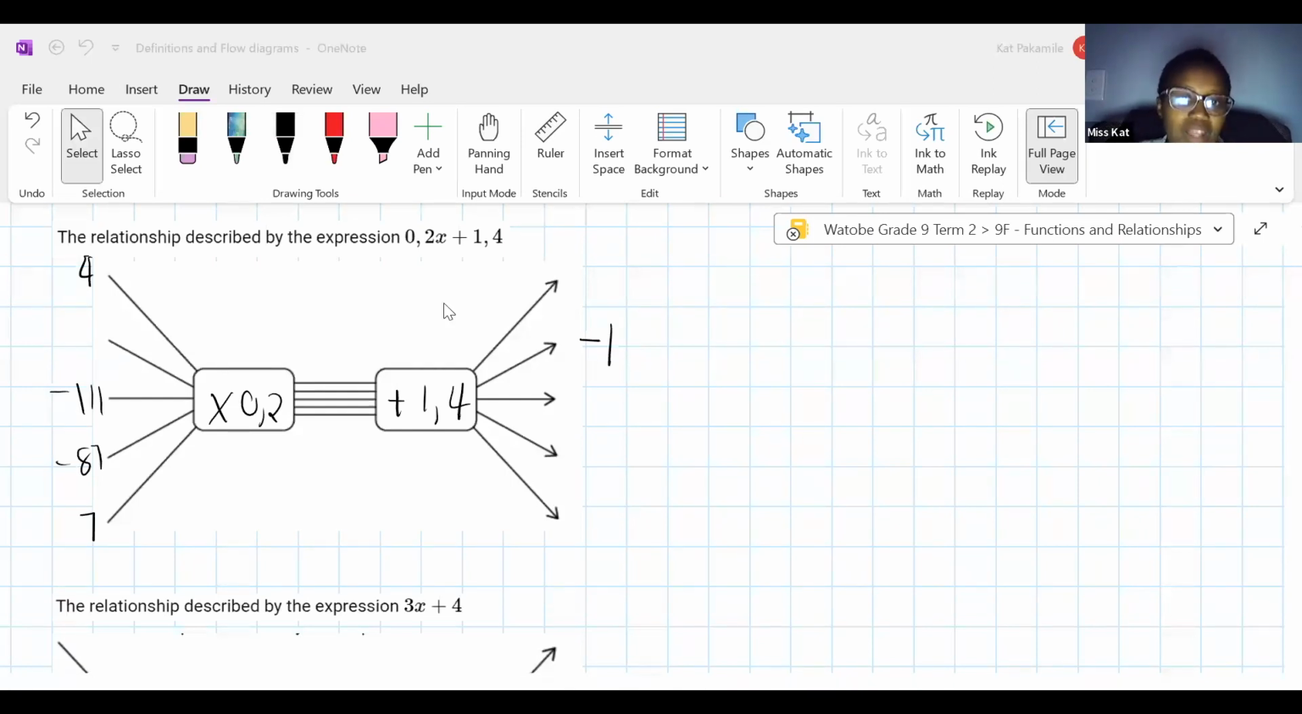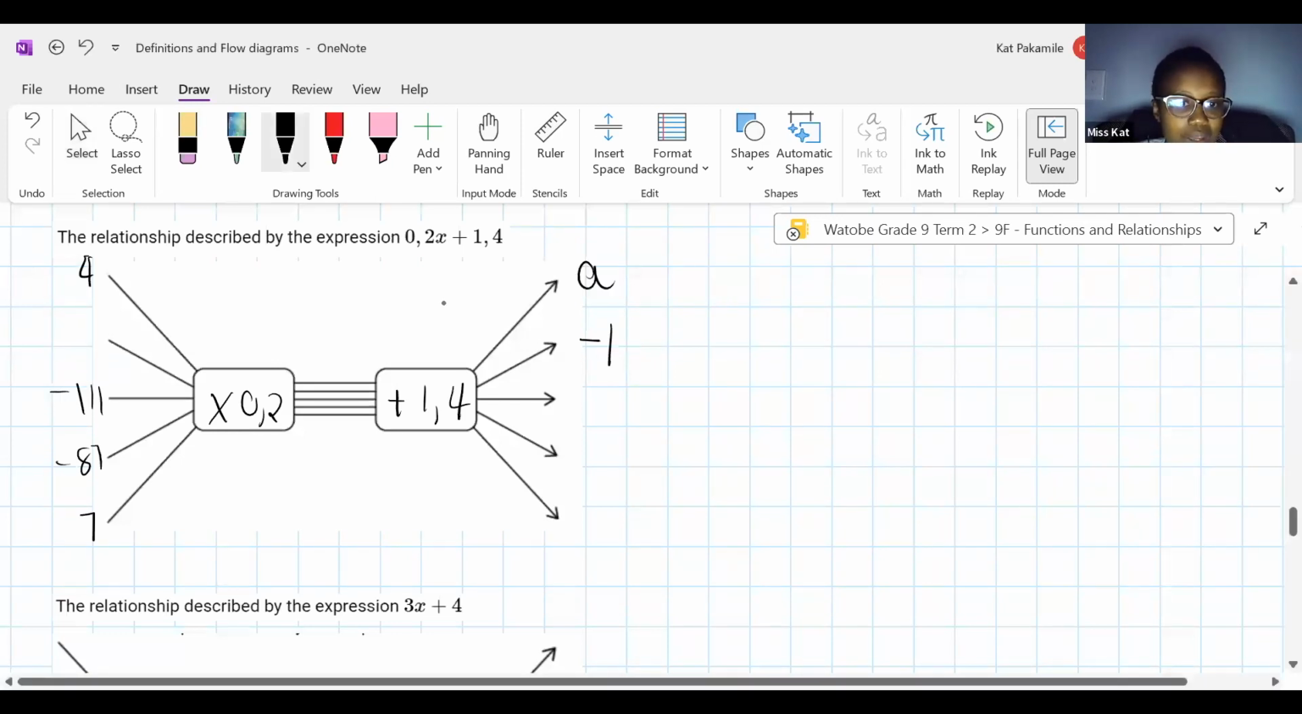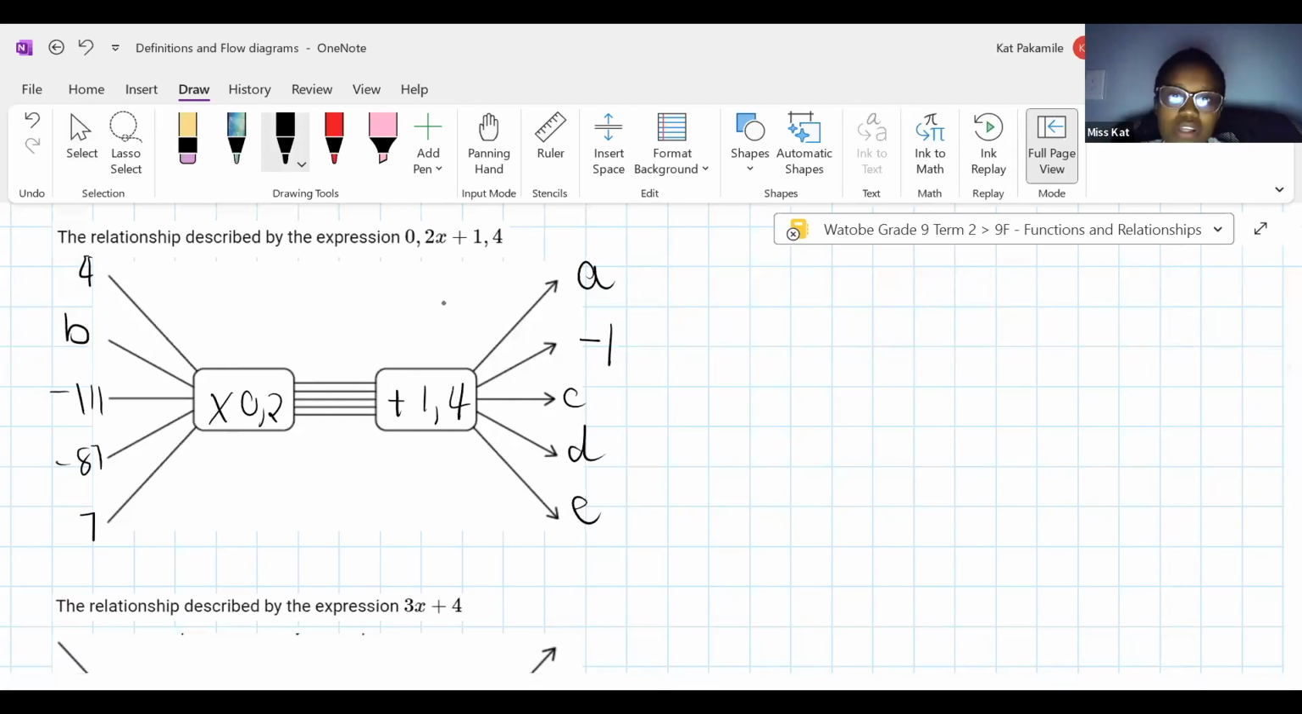Okay, let's start with number 4. Let's name these A, B, C, D, E. Tell me what the answer for A is.